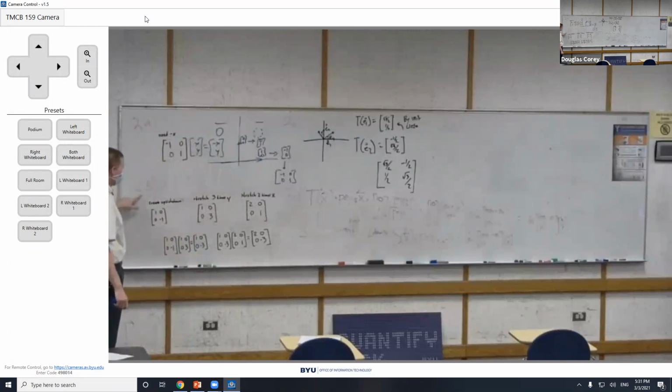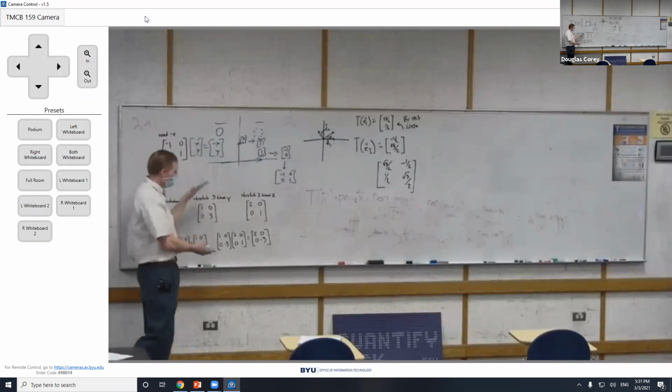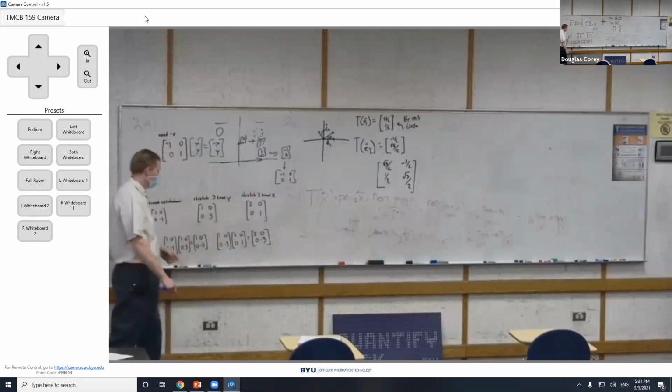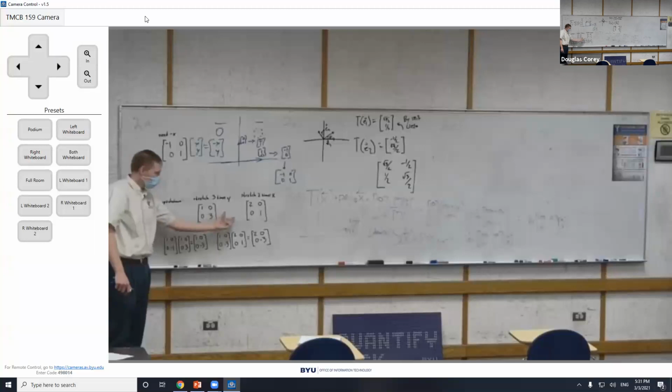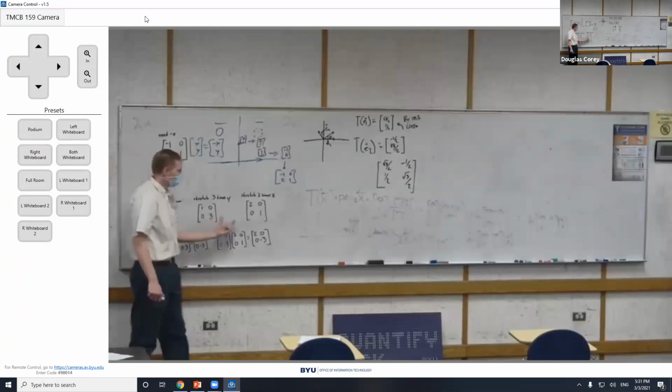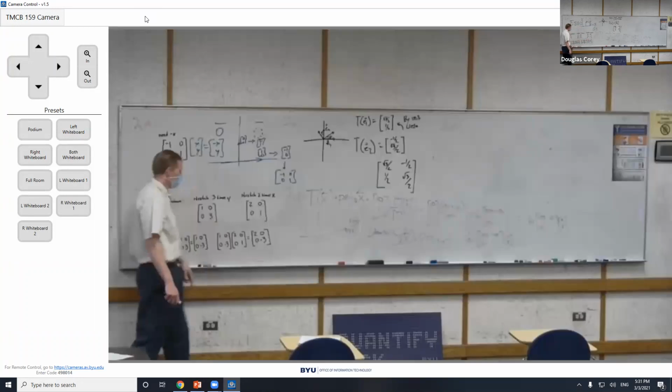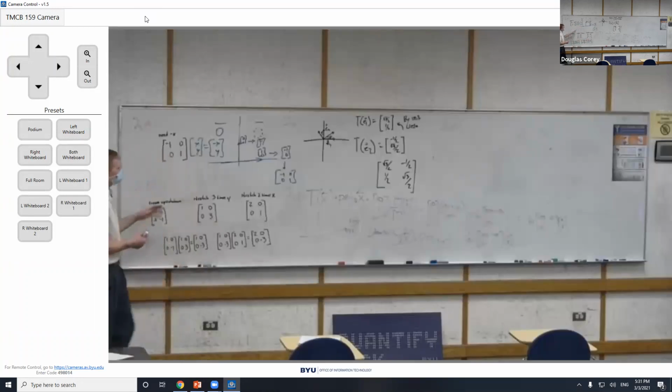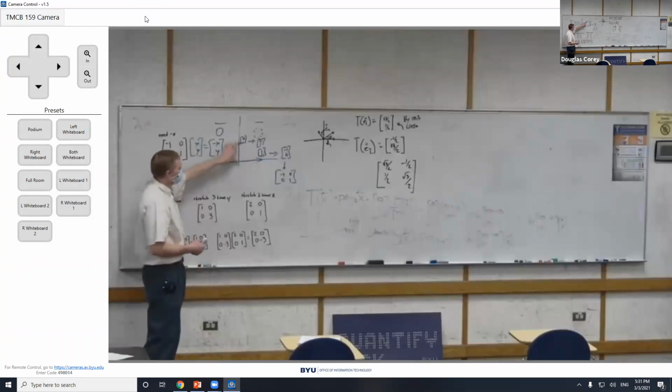So B here, we're going to turn it upside down. We're going to stretch 3 times in the y, and we're going to stretch 2 times in the x. So here, all 3 of these. And then we're going to compose them, put them together. So we're going to turn it upside down, stretch it 3 times in the y, stretch it 2 times in the x. Each of these you can get by doing the same thinking that we did up here with these basis vectors. Think about where does 1, 0 go? Where does 0, 1 go? Yes?